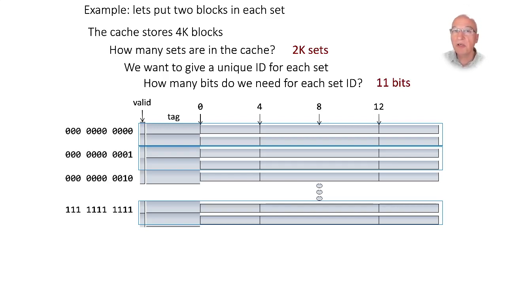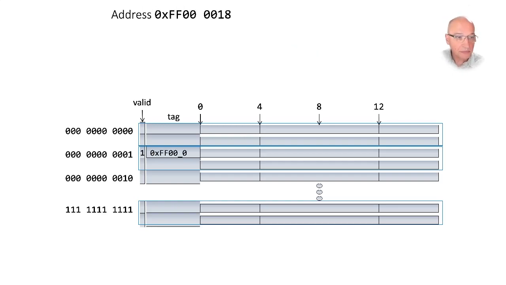So notice that because I group my blocks into sets, and now I identify each set individually, the number of bits used for the index has been reduced by 1. Before, for the same size of cache, I needed 12 bits to index each one of the blocks individually. Now I need 11 bits to index each group of 2 blocks.